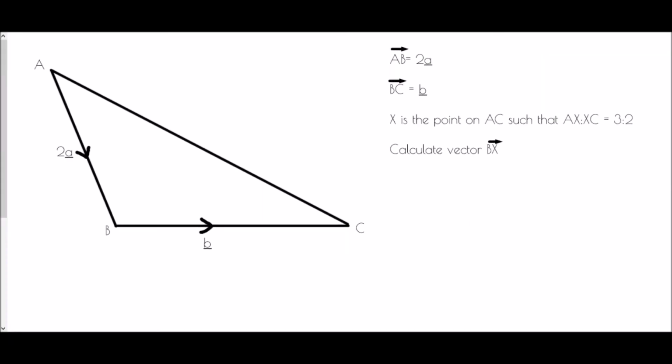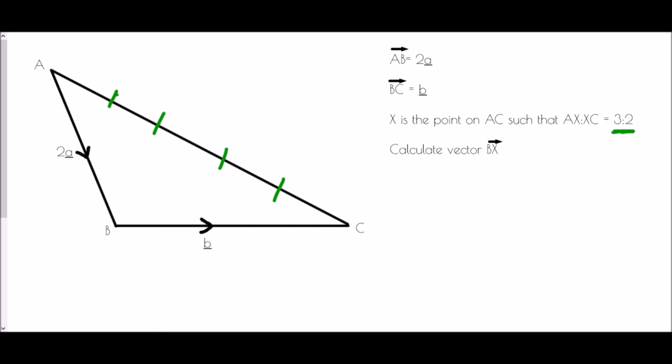So next we have a similar situation. We've been told that A to B is 2a and that B to C is b. X is the point on AC such that AX to XC equals 3 to 2. So straight away, the first thing I'm actually going to look at here is placing that point X on my line. And so in the case of this one, it's 3 to 2, which means it's actually 5 equal pieces this time that we've split it into. And the ratio from A to X is 3 and X to C is 2.